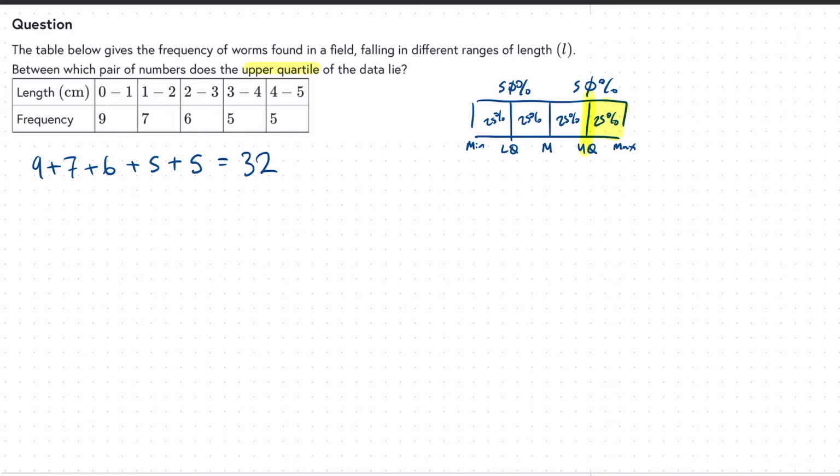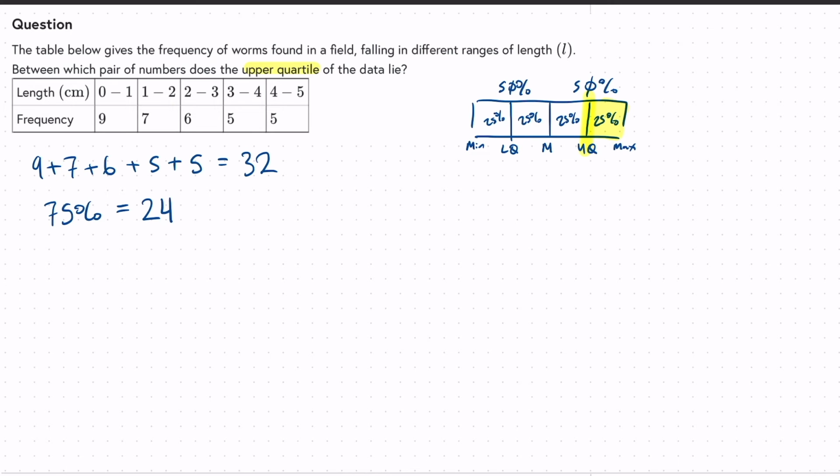So what is 75% of 32? What's that upper quartile number going to be? What's going to be the 24th data point? If we're going from min to max, the 24th data point. So which number is that?